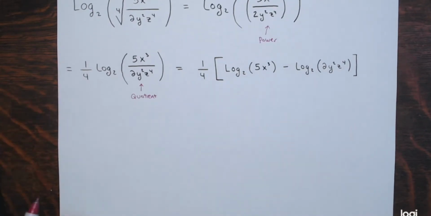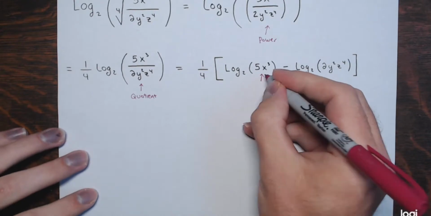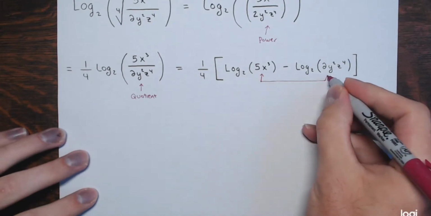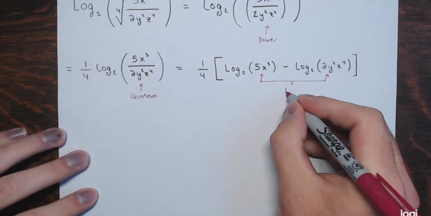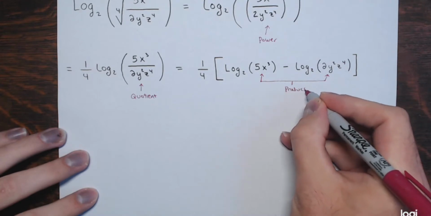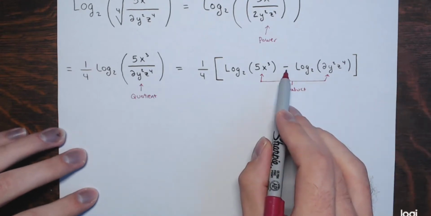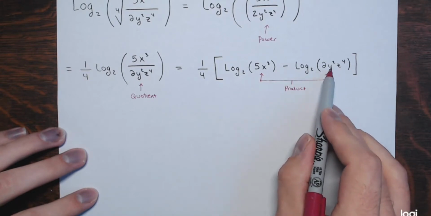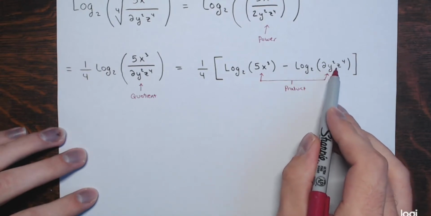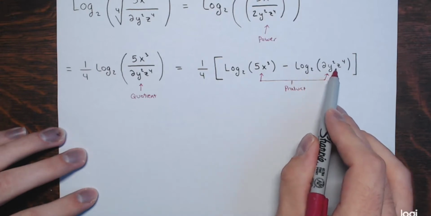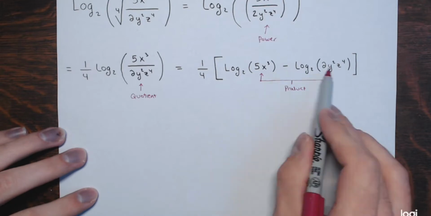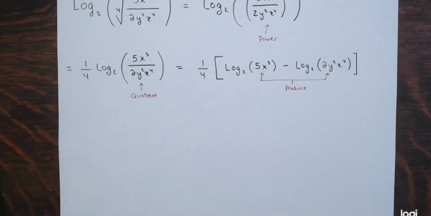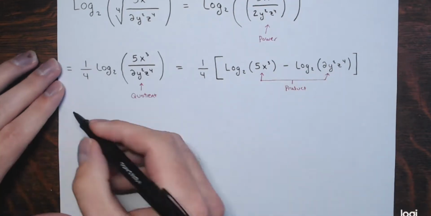And then in both of these arguments, I have products. And be careful with subtraction. Now here there are three factors, 2, y squared, and z to the fourth. So I'm going to write this as the sum of 3 logs, 1 for each factor. And we're subtracting all of that. So I'm going to have nested parentheses here, nested brackets.